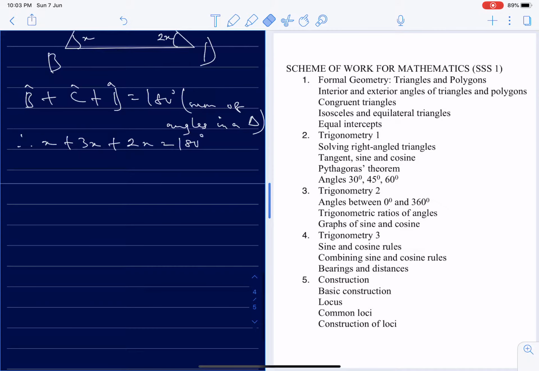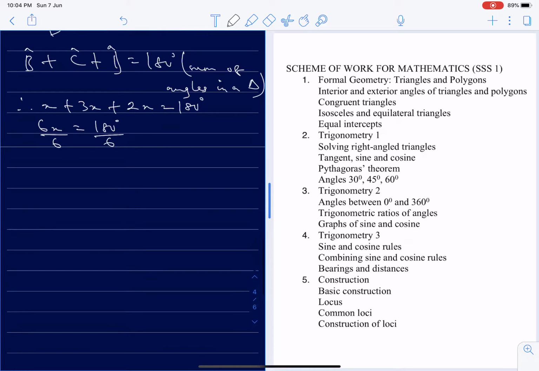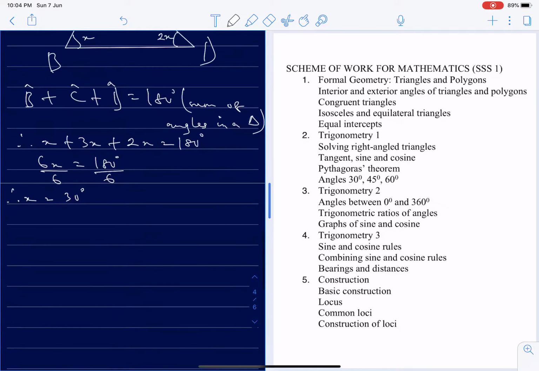x plus 3x is 4x, plus 2x is 6x. That means 6x equals 180 degrees. And we divide both sides by 6 to get x. That means x equals 180 divided by 6, which is 30 degrees. Therefore, x is 30 degrees. And that solves that. Let's take a second example.